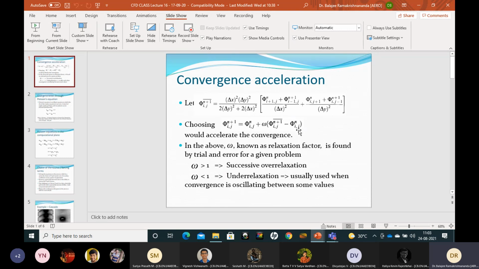Now, if you multiply this change by a factor omega and add it to the earlier value, you will get the new value. If that factor omega is equal to 1, then it goes back to our earlier methodology. But if you want to increase convergence, you increase omega greater than 1. You may ask, should it be 1.1, 1.2, or 2, or 3, or 5, or 10, or 100? What value of omega? That you can say only by experimenting for a given problem. It depends on many factors, so you can't right away say.